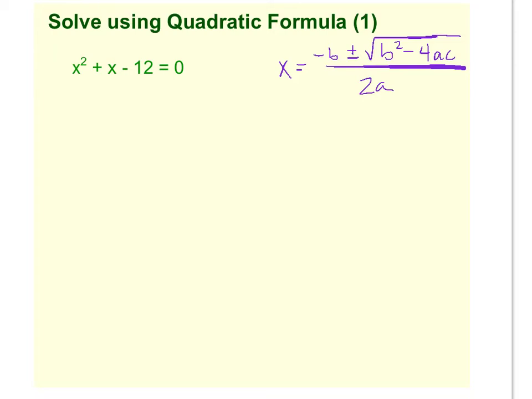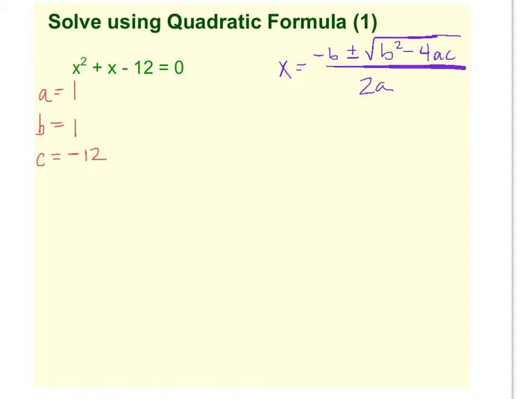Remember, anytime you're solving for x in quadratic functions, that means you are finding the x-intercepts of your graph. So first thing we want to do is identify the a, b, and c of our function. You want to make sure that your function's in standard form, which it is, so we're ready to go. Our a value is 1, the number in front of the x squared. Our b value is 1, the number in front of the x. And our c value is negative 12, that number off on the end without an x.